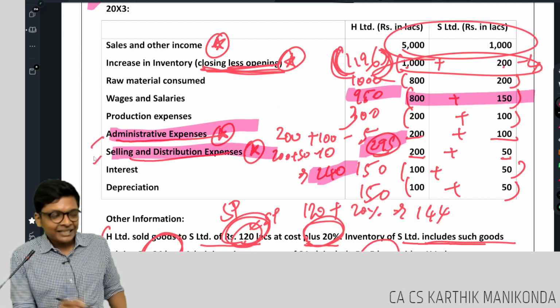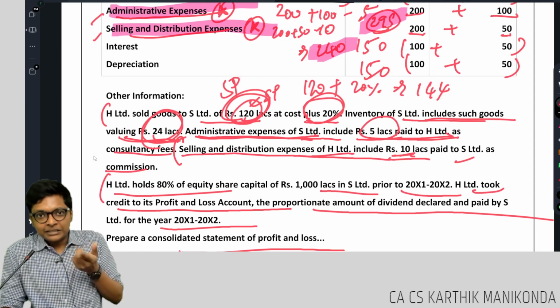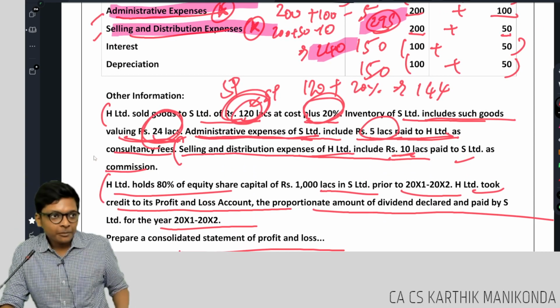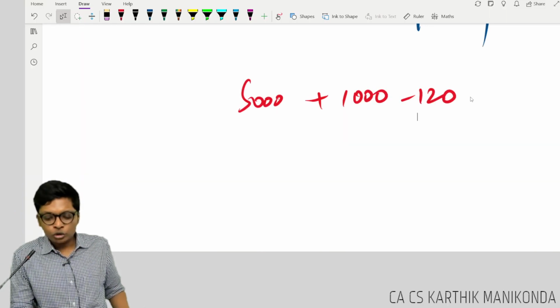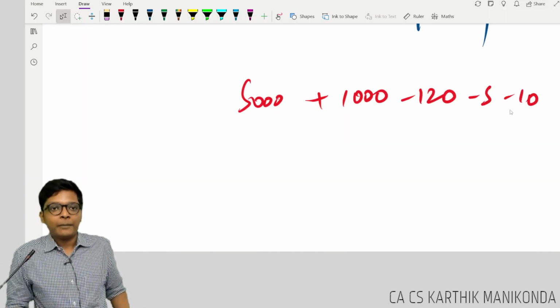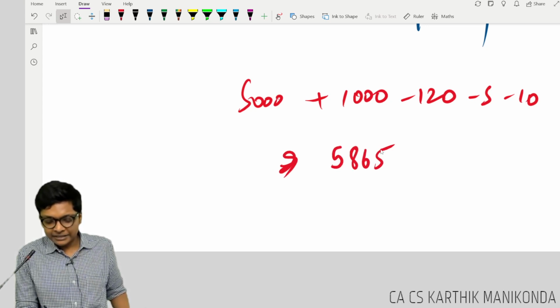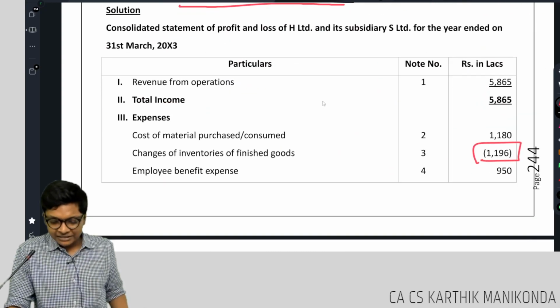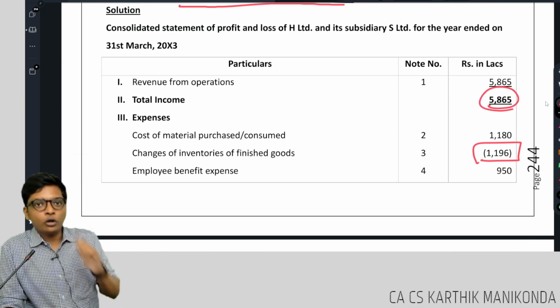Then apart from that, what else, guys? This admin and selling expense, for one person it is expense, for other person it is income. In expense you reduced, income also I have to reduce, guys. So I will do minus 5, minus 10. How much you are getting now? 5865. Let's check if that's the answer. Yes, 5865. Are you following, guys?